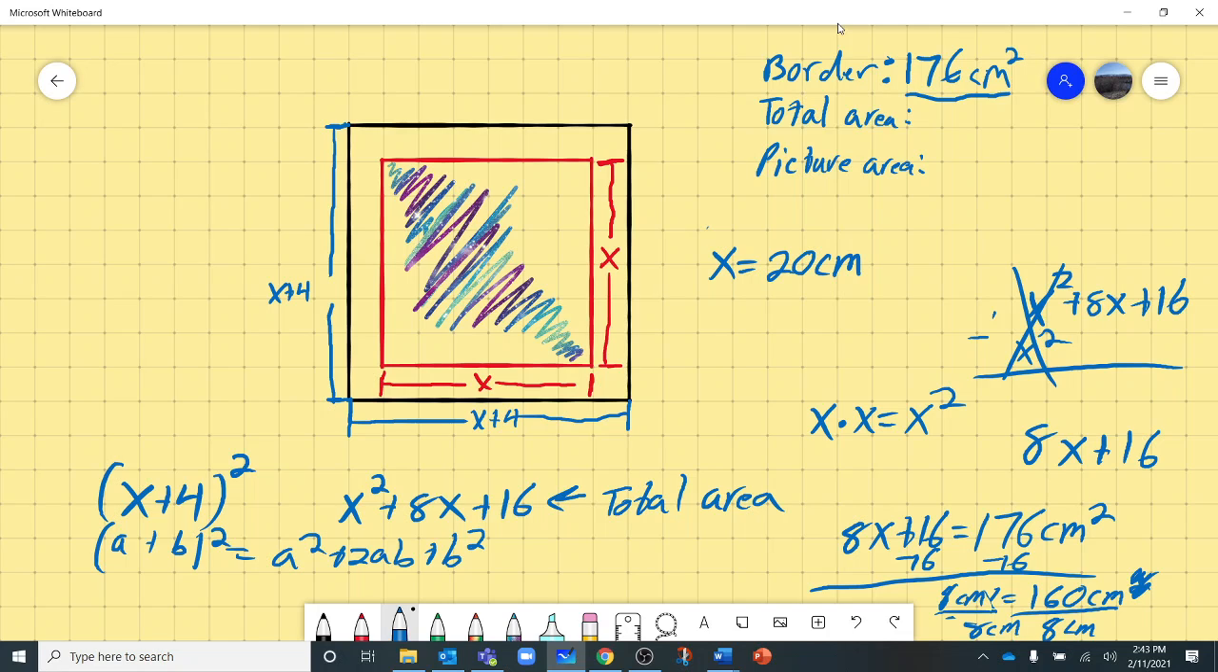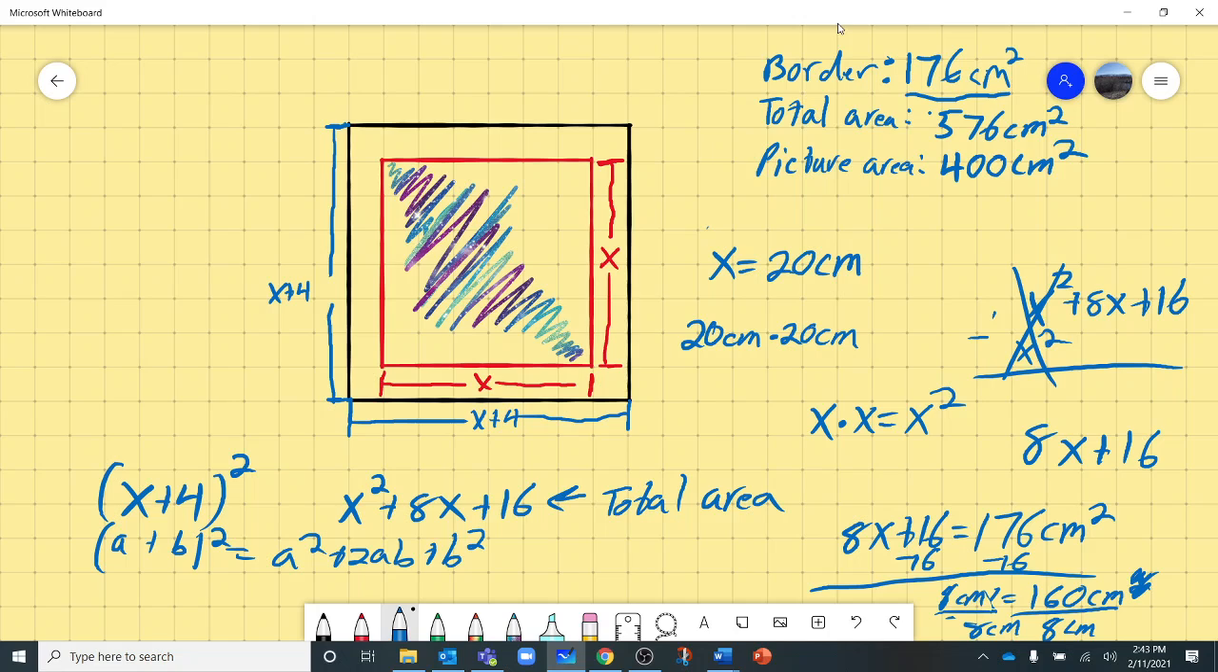We need to know the area of the picture, which we can do, right? The area of the picture is x squared, so that's 20 centimeters times 20 centimeters, which is 400 square centimeters. That's the picture area. And we could also plug in 20 centimeters into our total area equation, or we could just add our border and our picture area, and that should be the total area. So we should come out as 576 square centimeters, but let's plug in the 20 just to make sure.